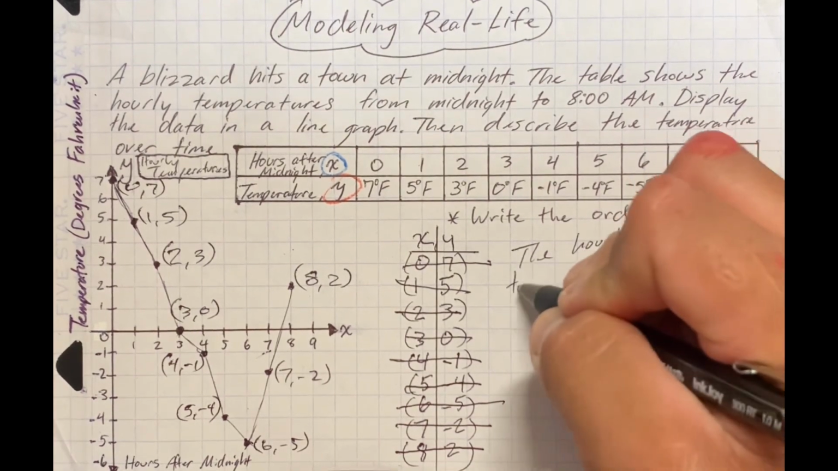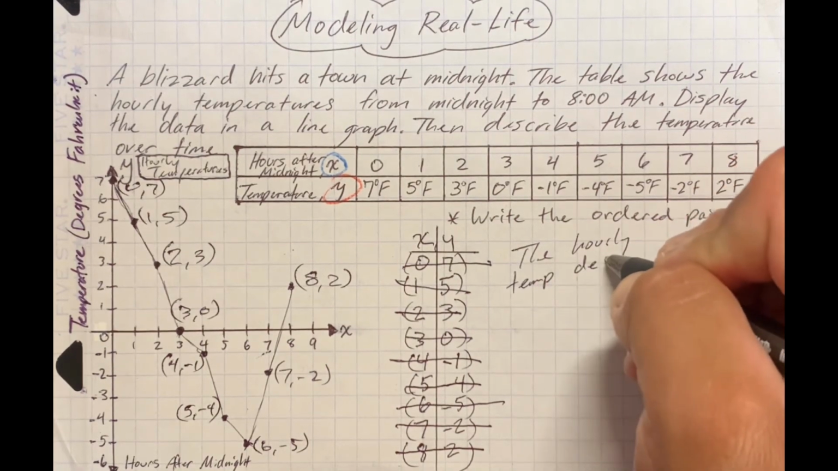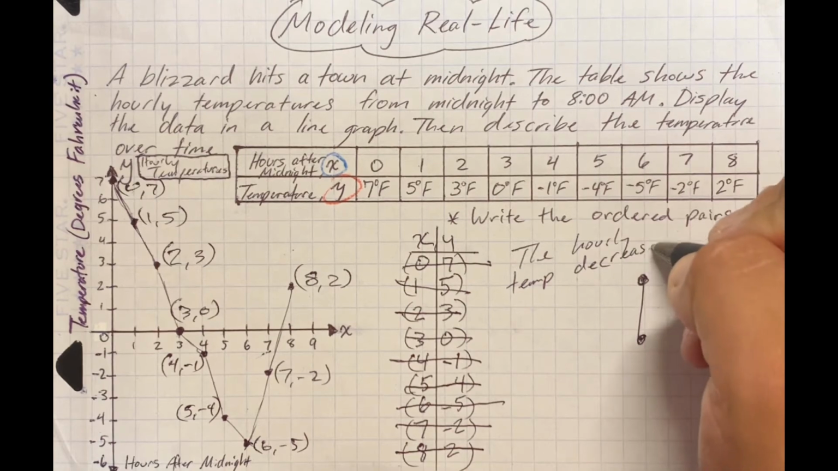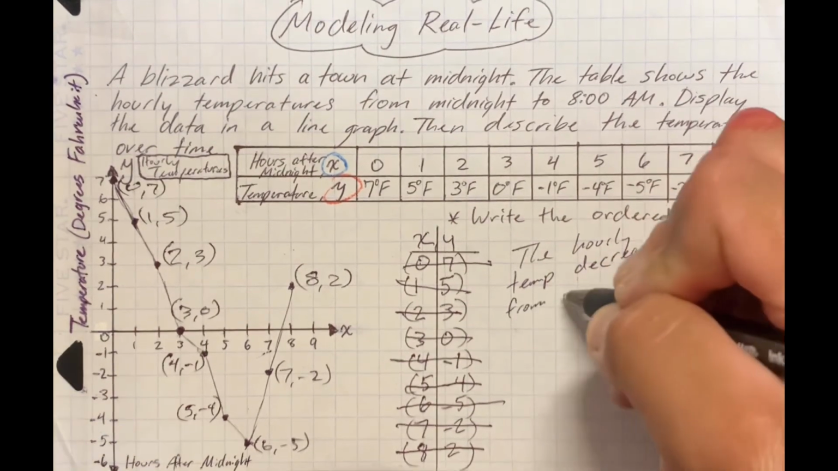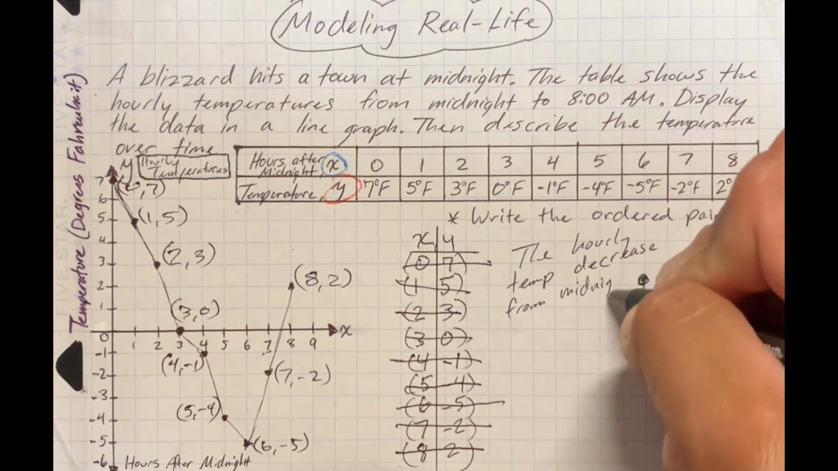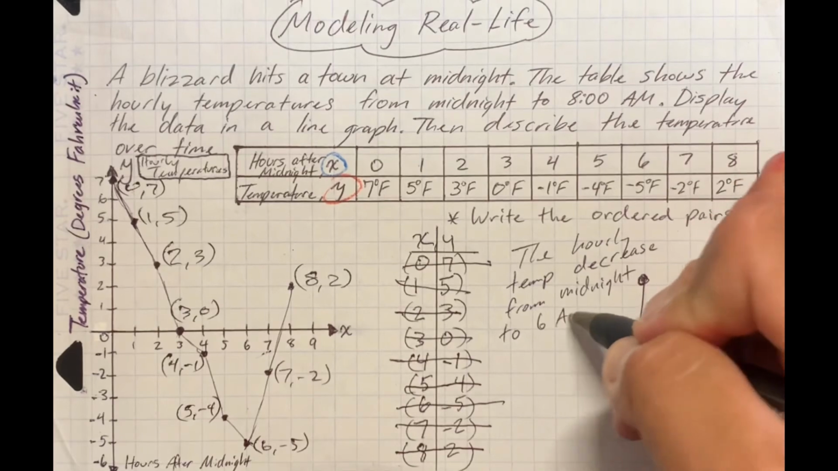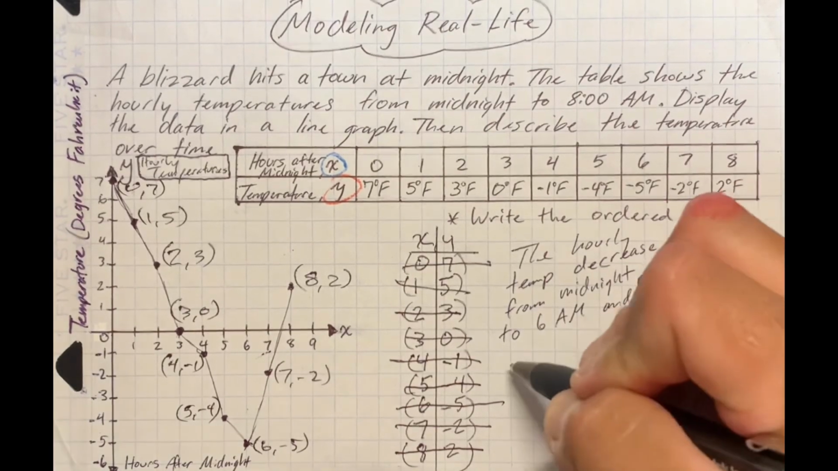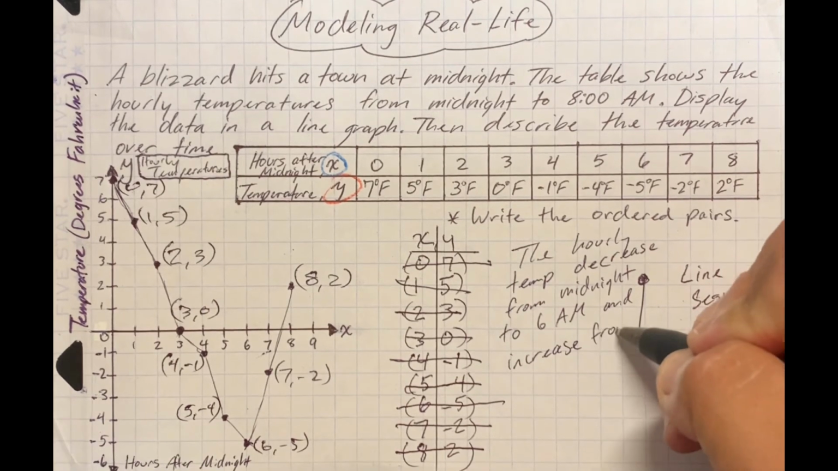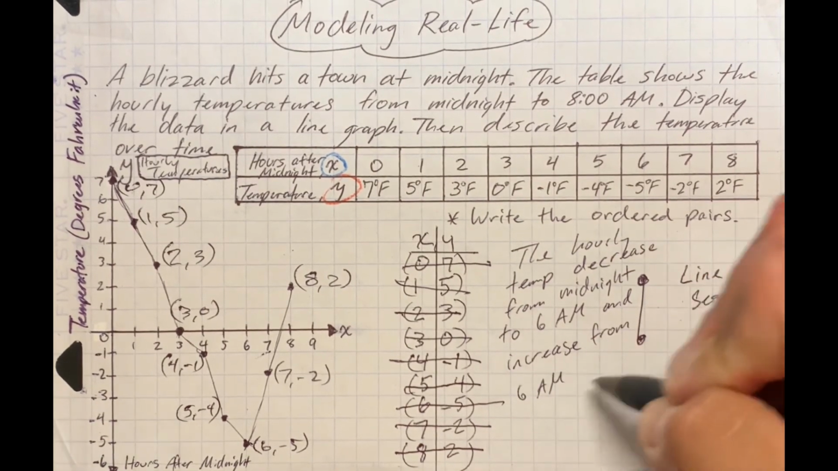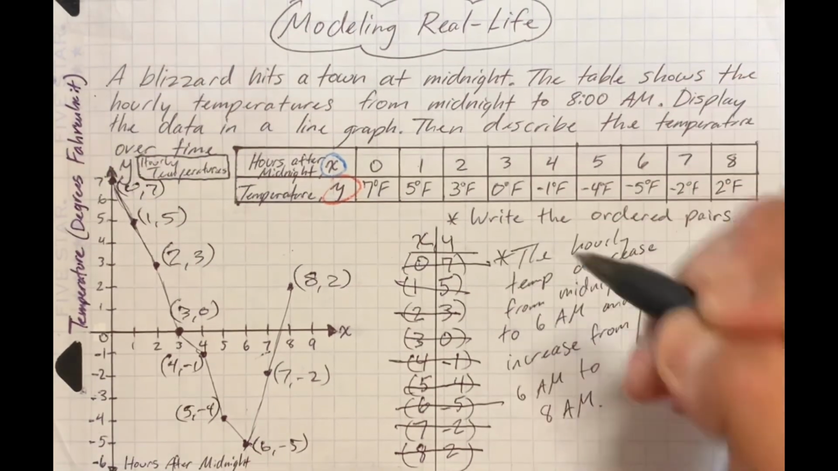The hourly temperatures decreased, meaning that it got cold, from midnight, that's like 12 o'clock at night, to 6 o'clock in the morning, and then increased. That means it got warmer from 6 o'clock in the morning to 8 o'clock in the morning. All right, there we go.